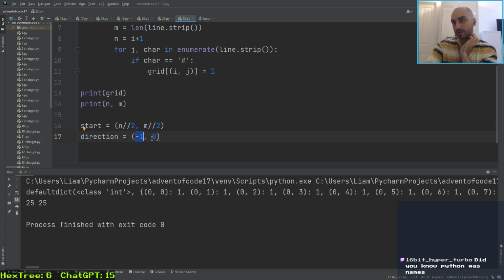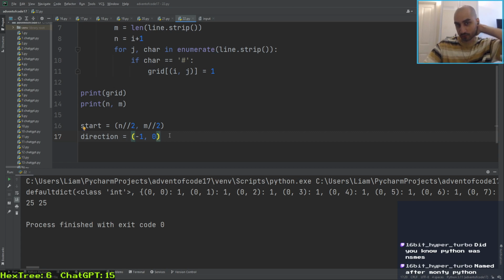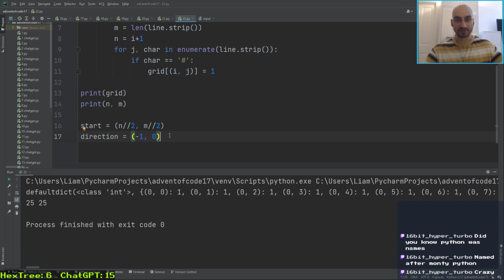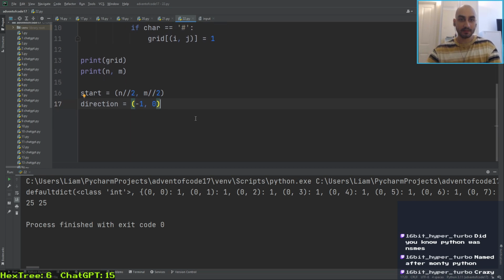Did you know Python was... Oh, named after Monty Python. Yeah, I did know. It's pretty funny. The official Python documentation has lots of references to Monty Python, like the Dead Parrot sketch, and using spam and eggs for variable names and things like that.